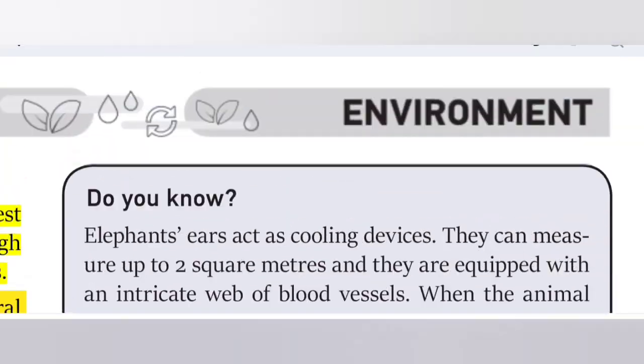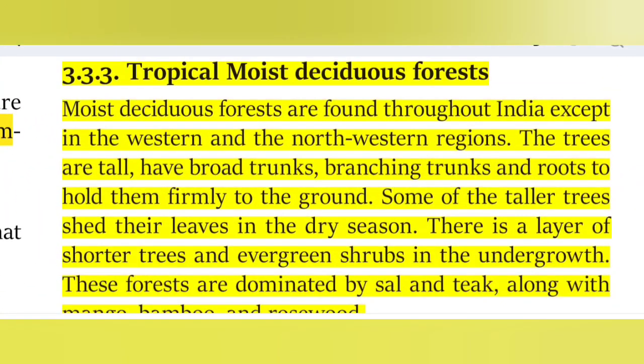Now third type is tropical moist deciduous forest. Moist deciduous forests are found throughout India, and since it is moist, in the western part it definitely will not be there, because of the Rajasthan desert. So except the western and northwestern region, throughout India there are moist deciduous forests.